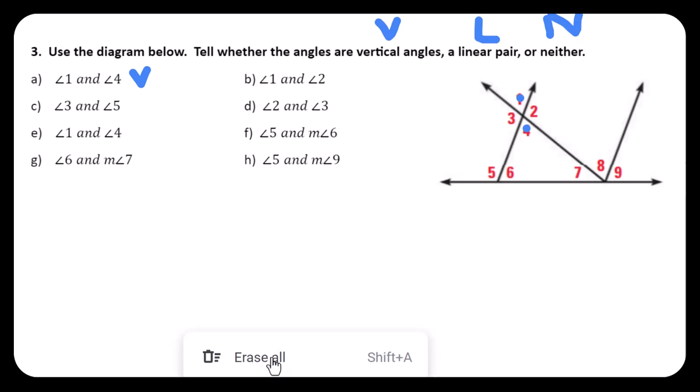Let me erase this. I'm not going to do all of that every single time. Angle 1 and angle 2. Well, angle 1 is here. Angle 2 is right over here. Those two are right next to each other, and they complete a whole line. So those are going to be linear pairs. 3 and 5. Those are not next to each other. There's no line that completes them. So these are going to be an example of neither. This is kind of trying to trick you on this one.